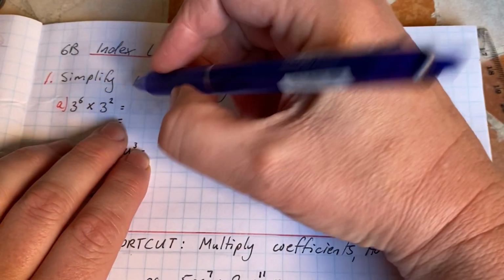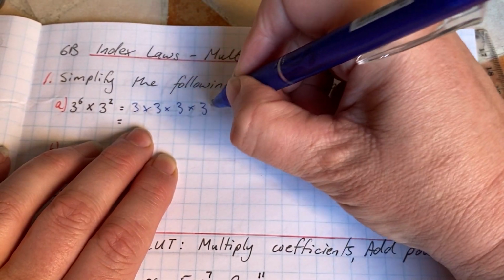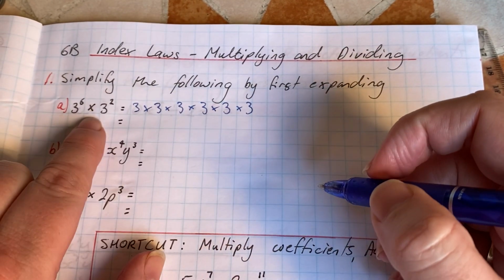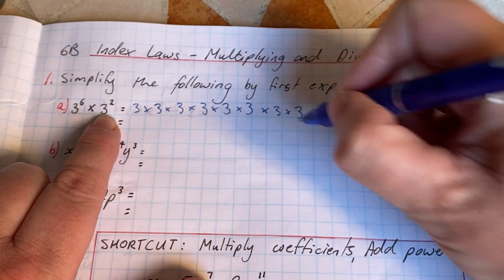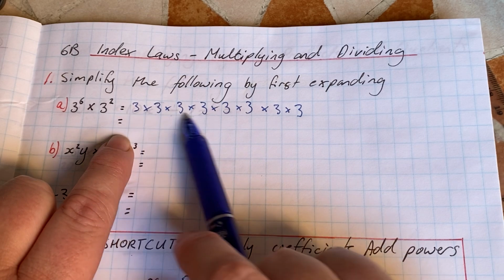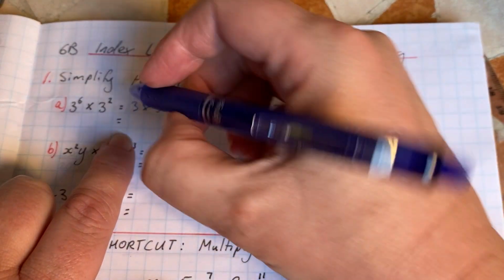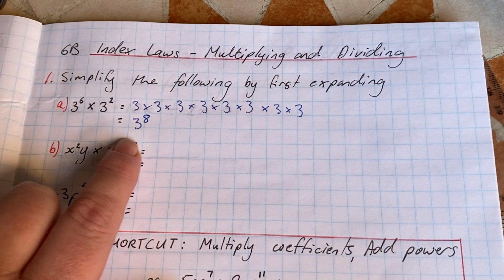So 3 to the power of 6, well, we know that's 3 times 3 times 3 times 3 times 3 times 3. There are 6 of them. And that's multiplied by 3 squared. 3 squared is 3 times 3. So if we count up how many we've got altogether, we have 6 here, plus another 2. So we have 8 altogether. So it's 3 to the power of 8.